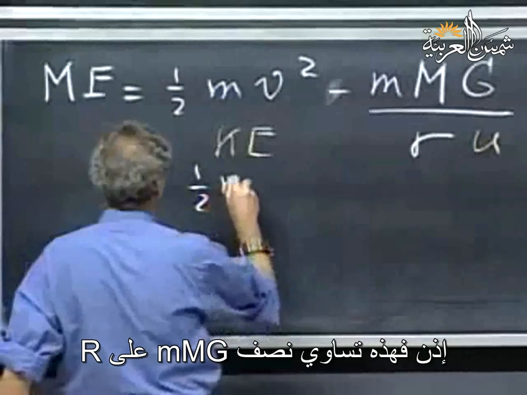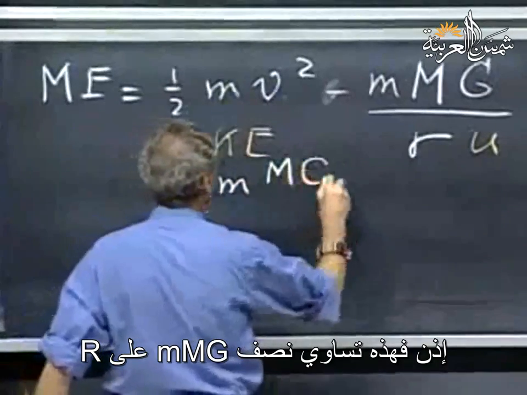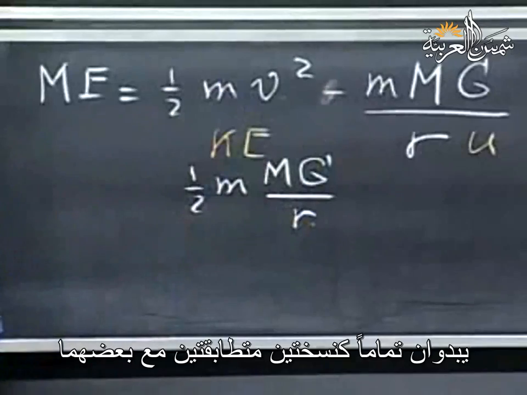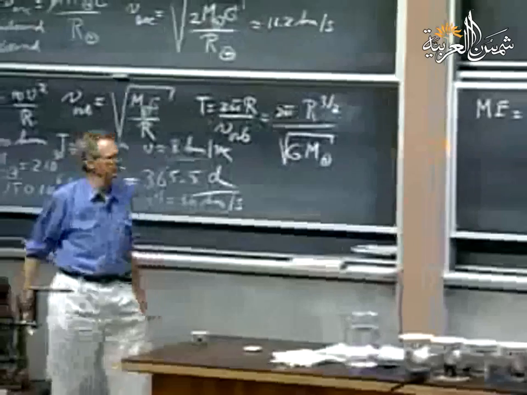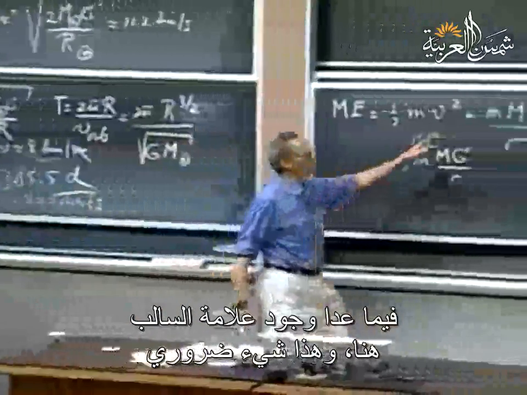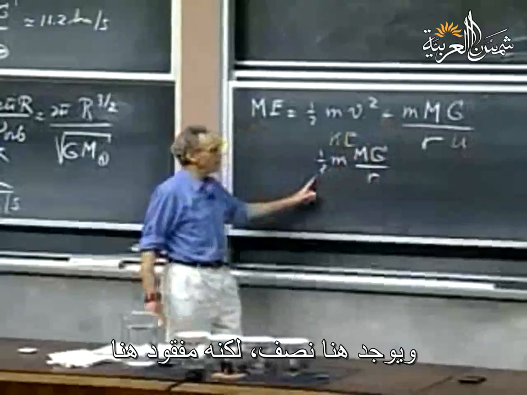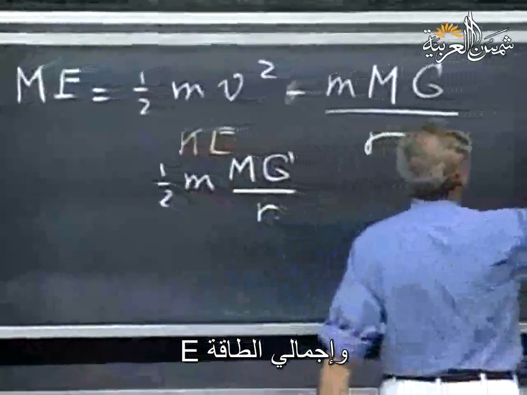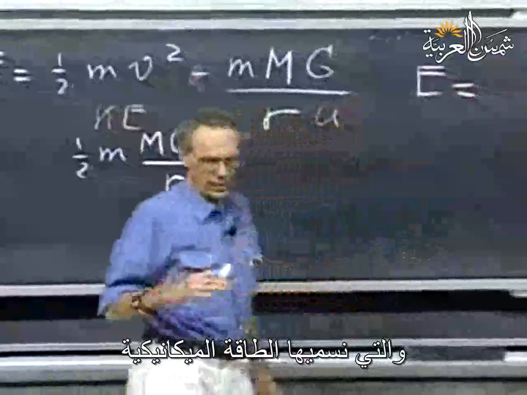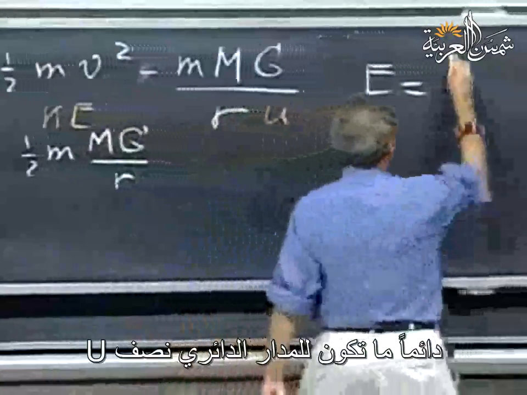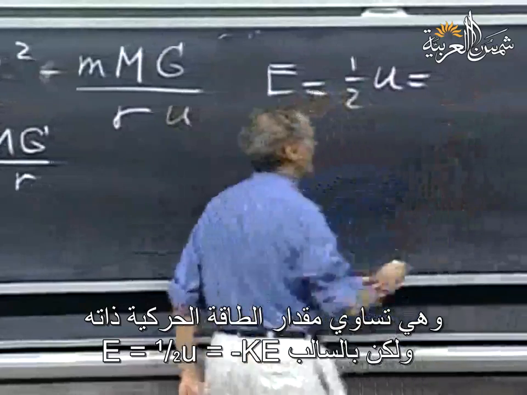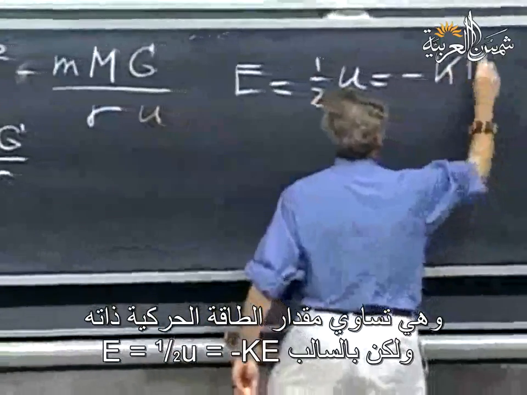And so this one equals 1/2 mMG over r. And now compare the two. They almost look like carbon copies of each other, except that there is a minus sign here, which is crucial, and there is a half here, which is missing here. And so the total energy E, which I've called the mechanical energy, always for a circular orbit, is 1/2 U, and is the same as minus the kinetic energy.